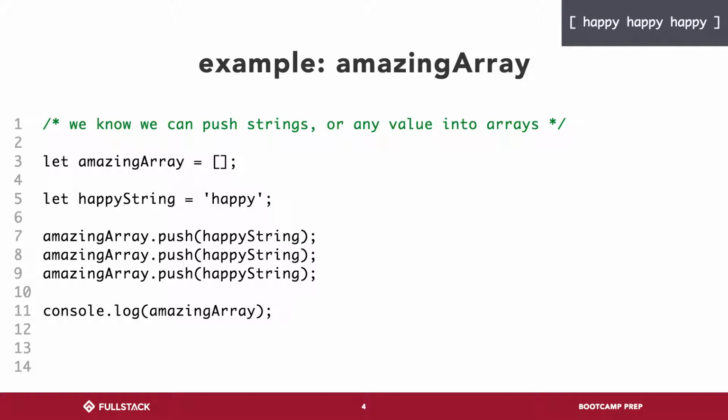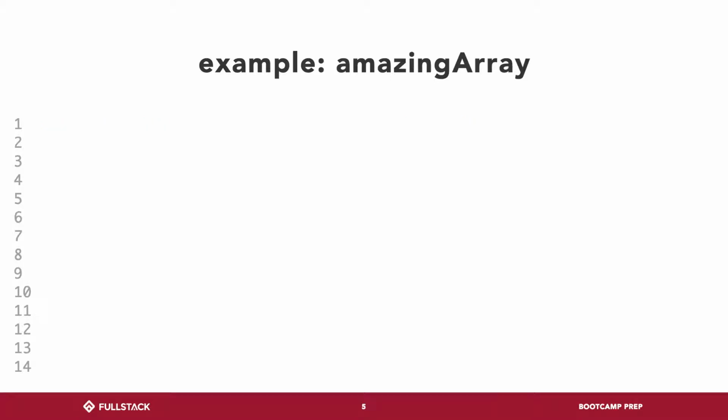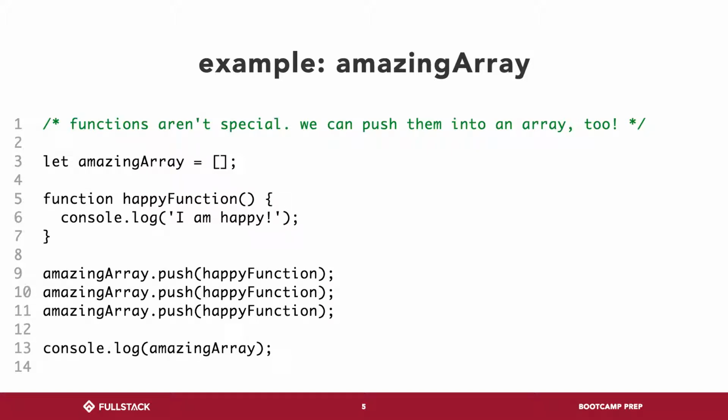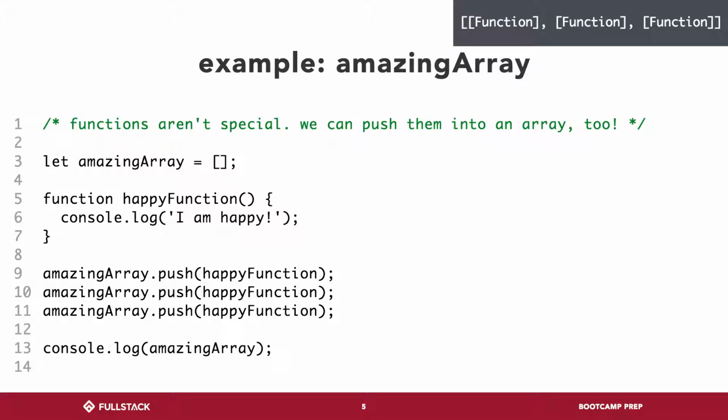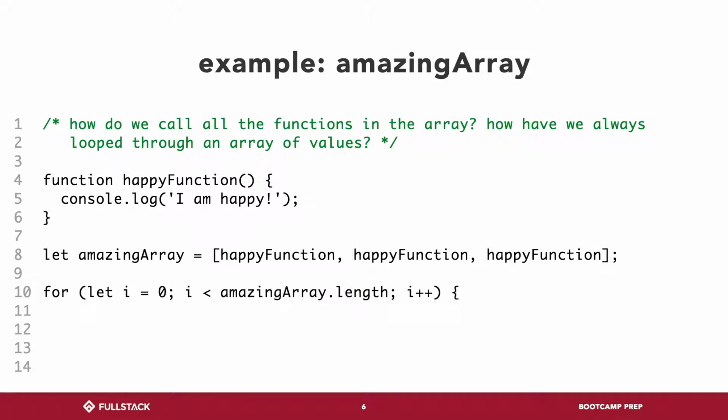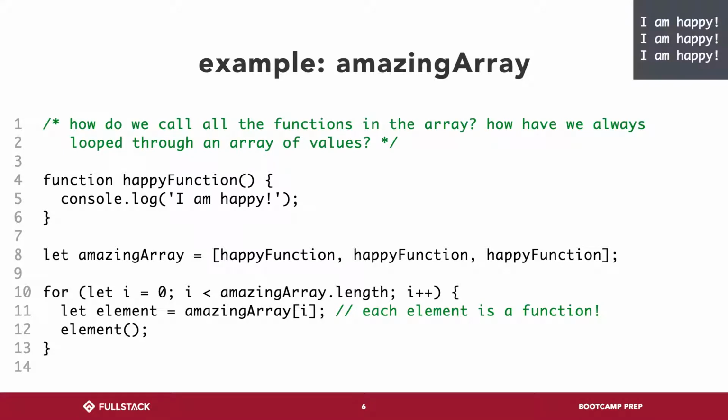But yeah, you can see that it's an array with the string happy 3 times. However, what we can also do is push functions into an array. Functions are objects, which means just like any other object, an array or an object literal, they can be pushed into an array. So now we've got an array where there are 3 elements inside the array, and every element is a function, which means that we can call those functions inside the array.